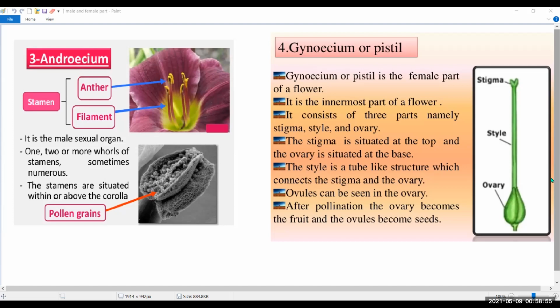Style is a long, narrow, tube-like extension of the ovary. Through style, pollen tube grows towards ovary. Ovary is situated at the base of carpel and contains small, rounded, egg-like ovules. Ovules contain female reproductive cells. And children, after pollination, the ovary becomes the fruit and the ovules become seeds.